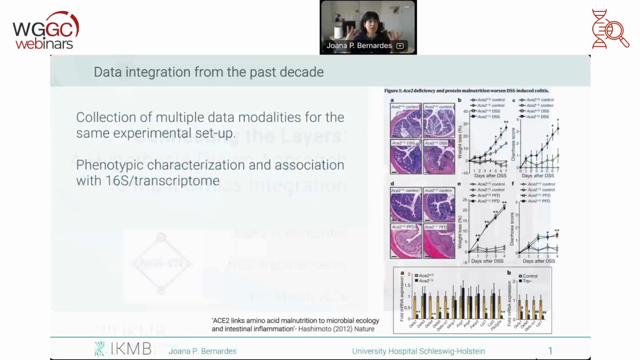So just a general introduction. In older times, and by older times I mean after the 2000s, you could see papers that look like this. This is a Nature paper with some of our colleagues here as well. You see that the data integration is a simple approach. You normally collect multiple data modalities. You have an experiment, you phenotype your experiment, and then you associate it with something that was available, whether it was a 16S approach or a transcriptome approach, or something like qPCRs, and that's how we build the story.